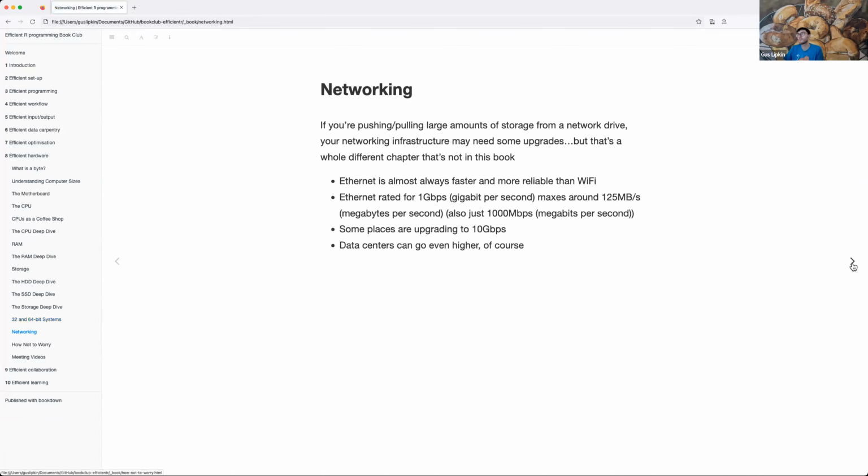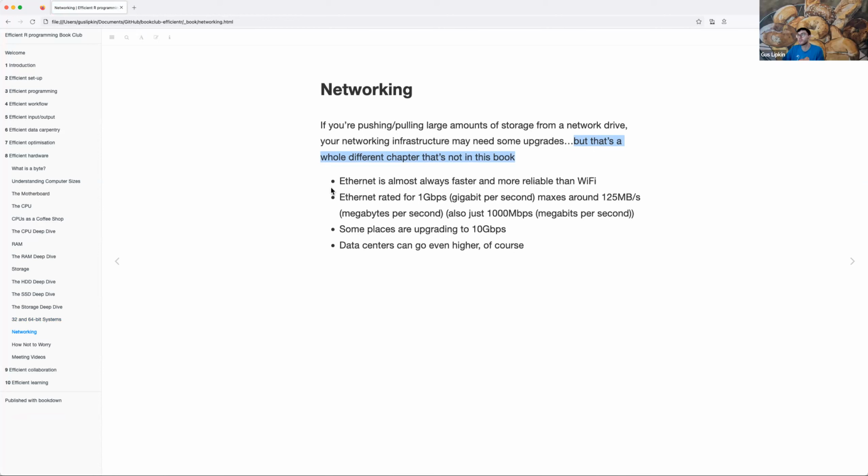So a quick final note on networking: if you're pushing or pulling large amounts, so reading or writing large amounts of data from a network drive or a server or the internet or anything over a network, your networking infrastructure could need some upgrades if it's slowing things down, but that's a totally different chapter that's not in this book.